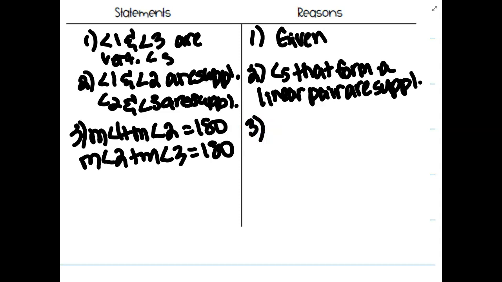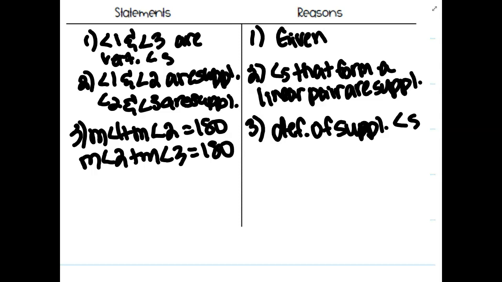And my reason, remember, your reasons have to be postulates, theorems, definitions, or properties. This would be a definition. This is the definition of supplementary angles, right? That's the whole purpose of supplementary angles, that they add to give you 180. Okay, we're almost there.